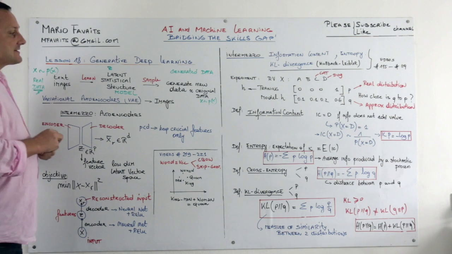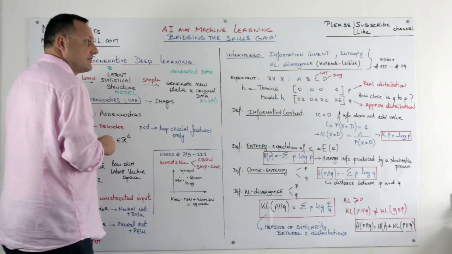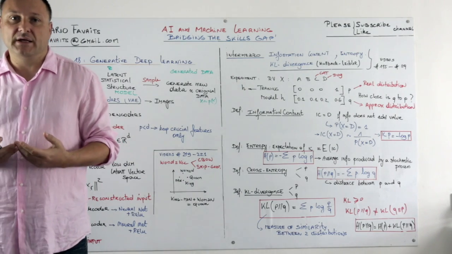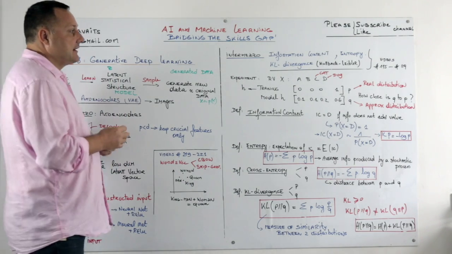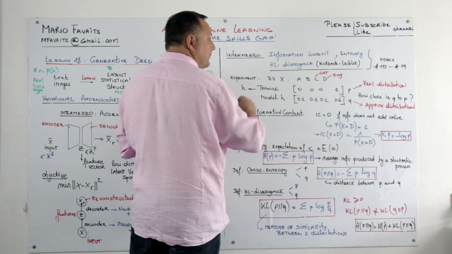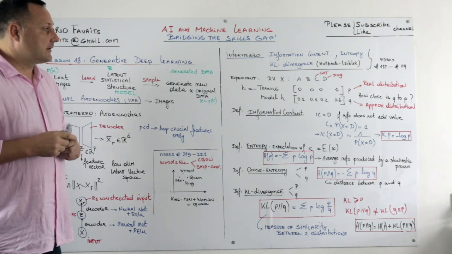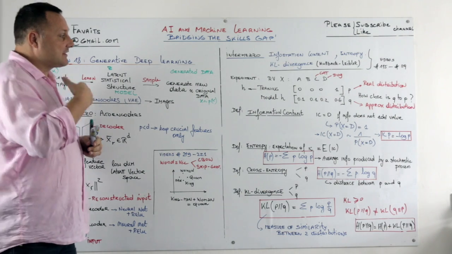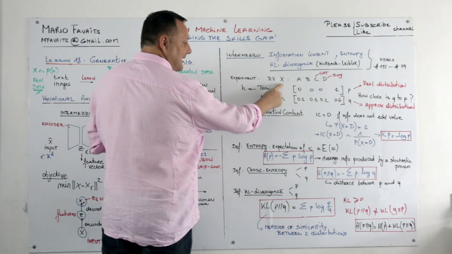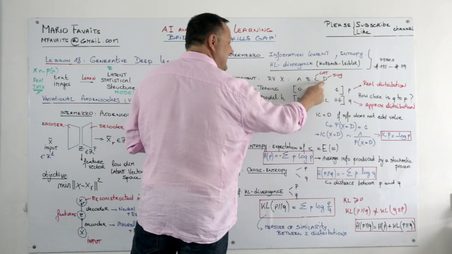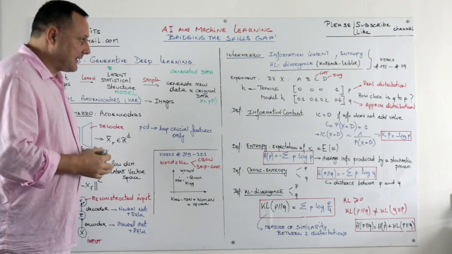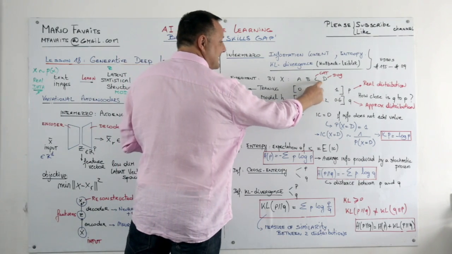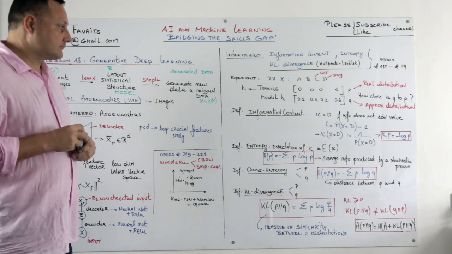Alright, so now let's remind ourselves of what the definitions are of information content, entropy, cross-entropy, and KL divergence. KL stands for Kullback-Leibler. These are the people that invented that concept. And we have an experiment, we have a random variable x, and x can take the values a, b, c, and d. Let us assume that a, b, c, and d are animals. And so let's assume that c is cat and d is dog, right?